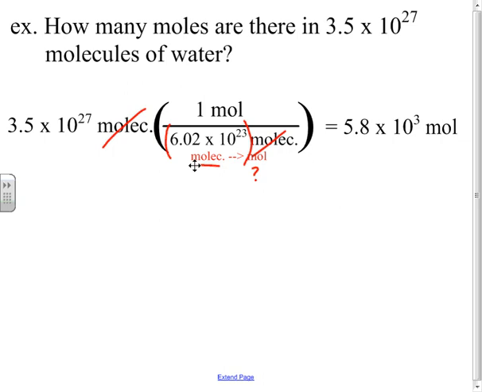So just converting back and forth, you're either going to have 1 mole on top, Avogadro's number on bottom, or the other way around.